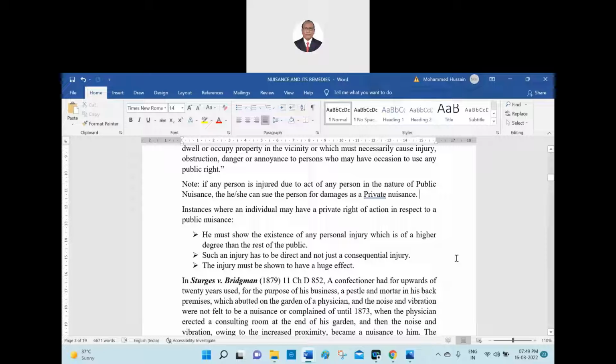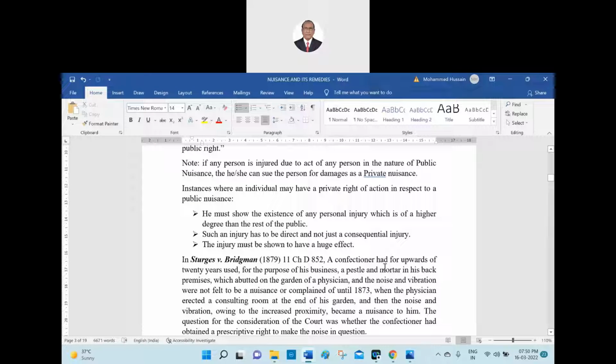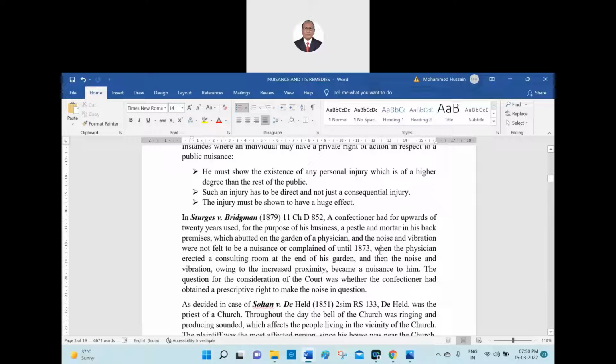Number 3, the injury or harm must be shown to have a huge effect. A lot of effect should be there, not merely an incision. It's a deep cut. Let us see one of the case laws. Sturgis versus Bridgman is a very classical case law. If you have not studied Sturgis versus Bridgman, that means you have not studied nuisance at all.